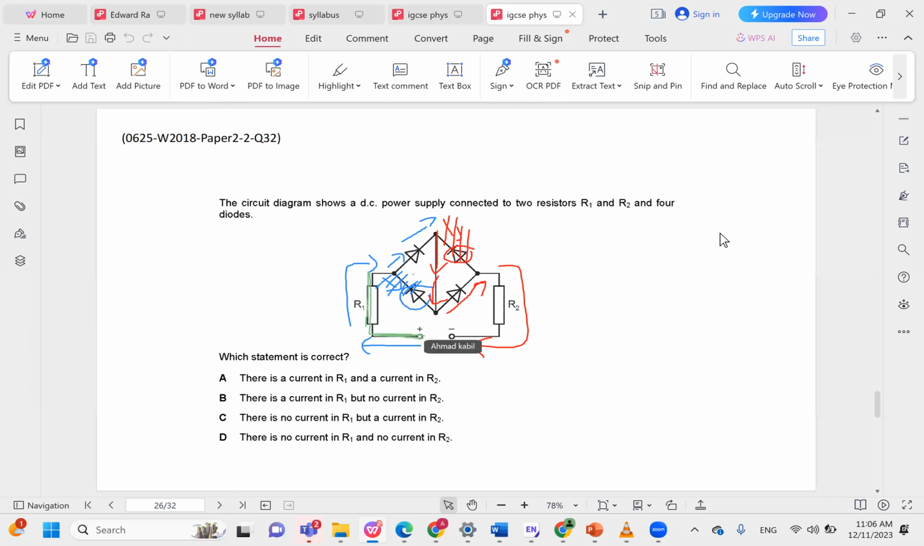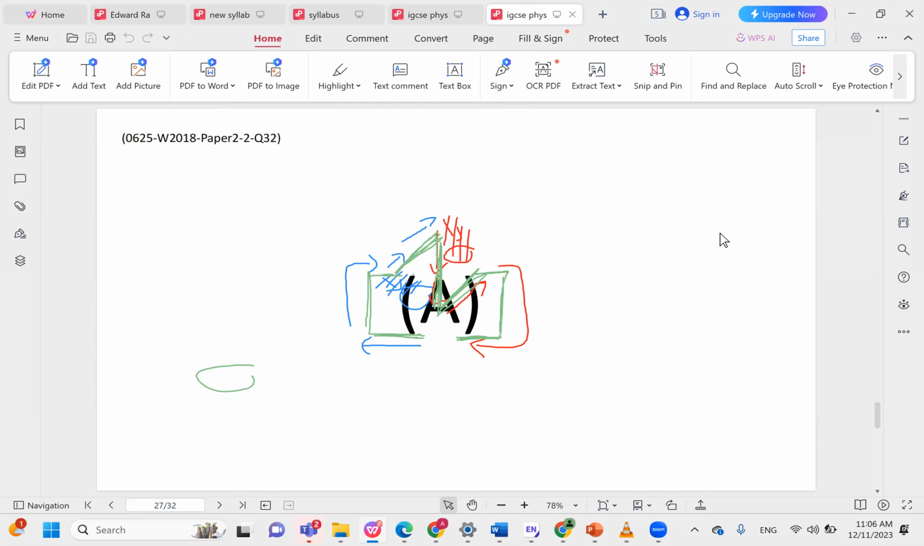So this is the path of the current. So does it pass through R1 and R2? Yes, it does. So there is a current in R1 and the current in R2. There is a viable path that goes through both resistors. So A would be the correct answer.